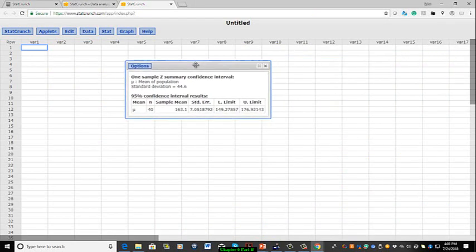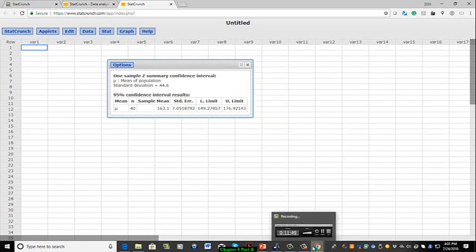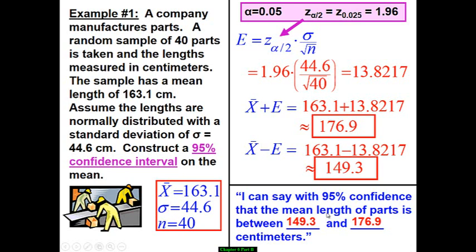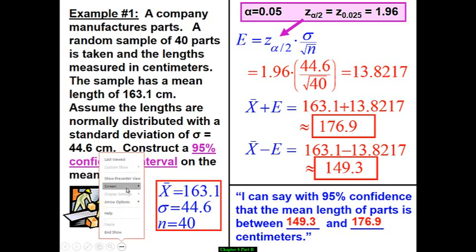When I hit compute, I get my confidence interval right here. It's going to be from 149.3 to 176.9, which is what we have in the answer here. So you can use StatCrunch, the calculator, or the formulas. Okay, thank you very much.